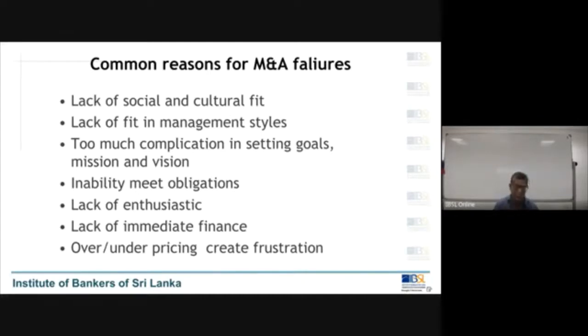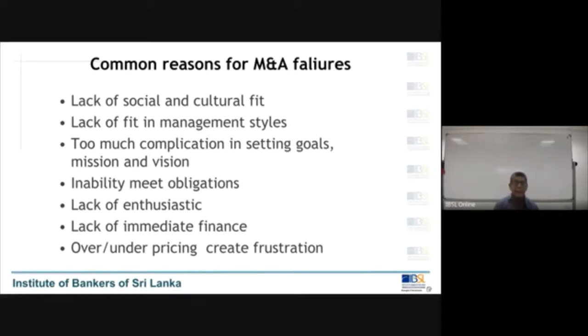Third is too much complication in setting goals, missions, and visions. One organization sets more challenging goals, and their missions and visions are totally different. But some organizations set only easily achievable goals, their missions are not clear, their vision is not clear, so there are conflicts. Sometimes they don't even understand what a vision and mission mean.